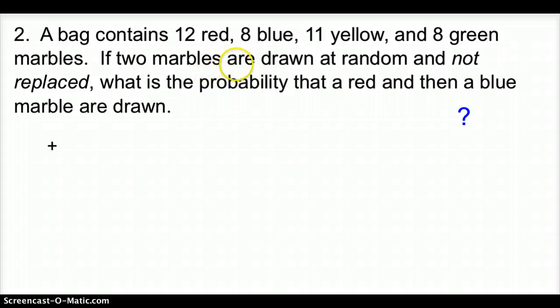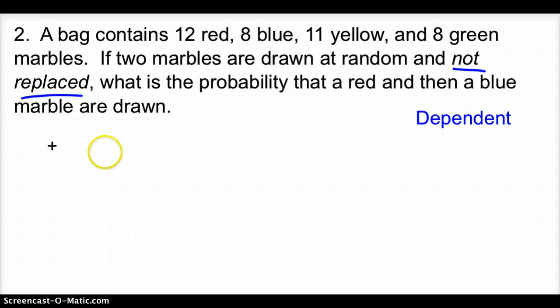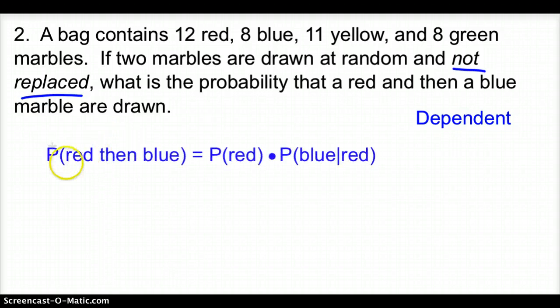Next problem. Now you have a bag that contains 12 red, 8 blue, 11 yellow, and 8 green marbles. If two marbles are drawn at random and not replaced, what is the probability that a red then a blue marble is drawn? Well, is this going to be independent or dependent? It is going to be dependent. Now, how do we set up this probability? So we're looking for the probability, which is represented by P, red, then blue.